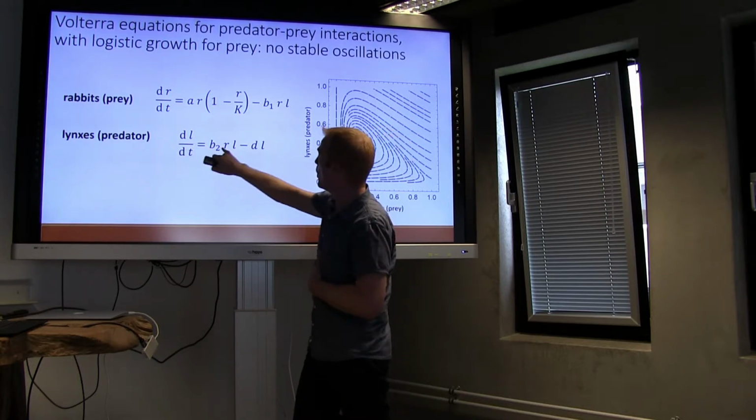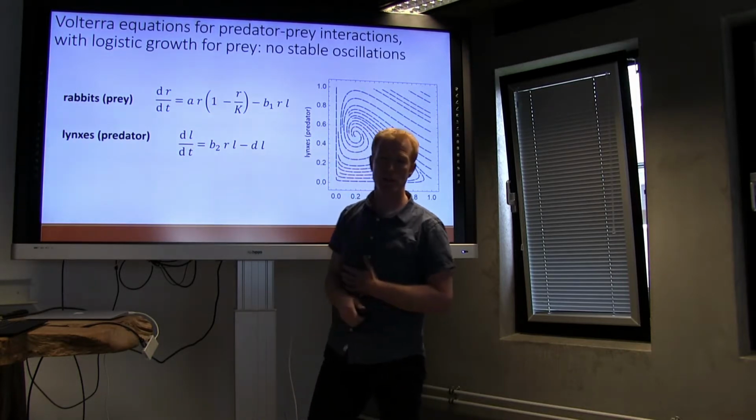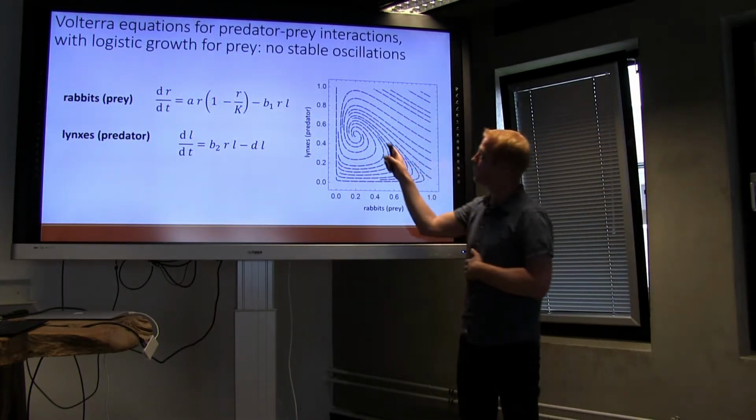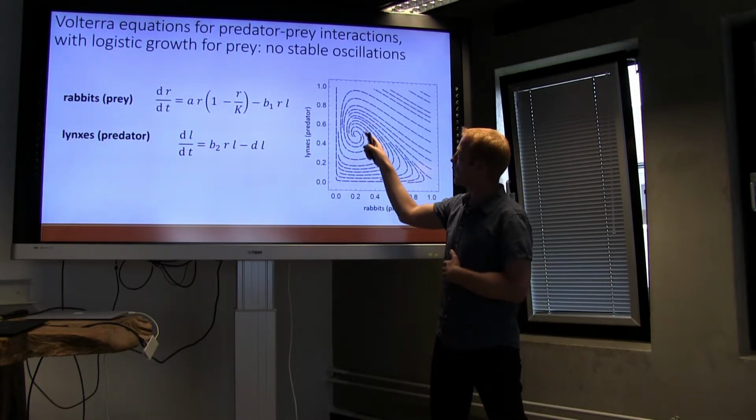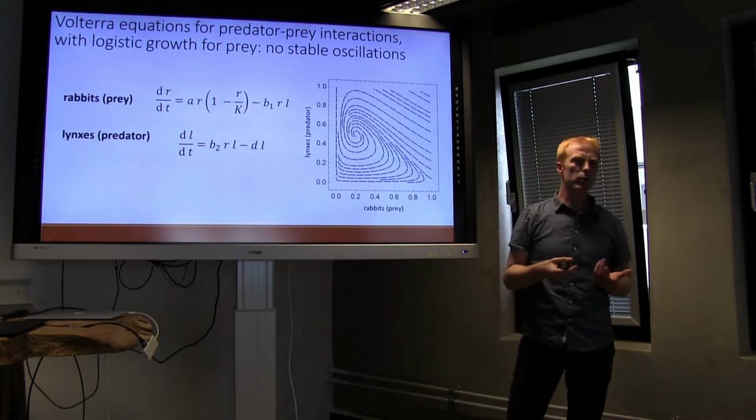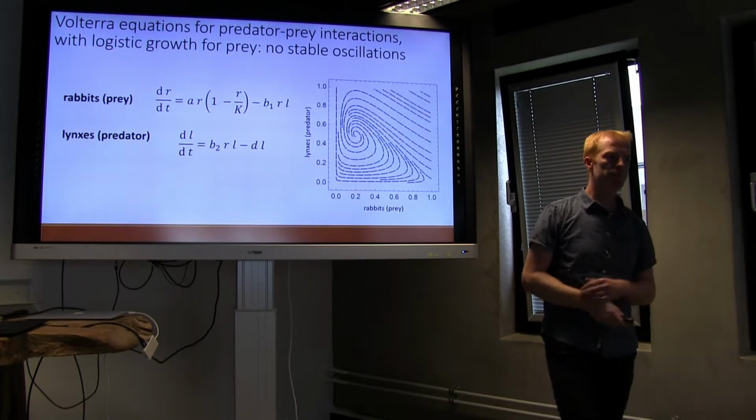And the lynxes actually grow if they catch rabbits, but they also die sometimes. If you do this, you don't get sustained cycles. What you get is a spiral, so the lynxes and the rabbits oscillate for a while and get to a fixed point. And it kind of makes sense because there's not really a reason why it would overshoot all the time and keep on going.